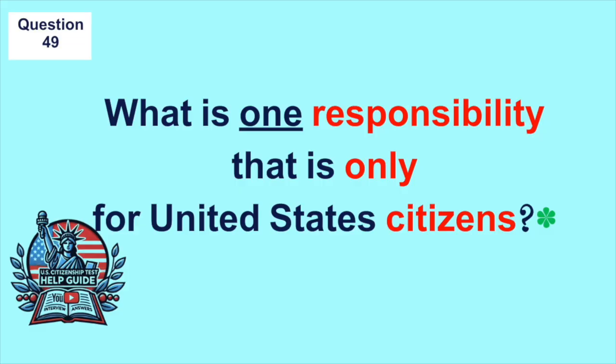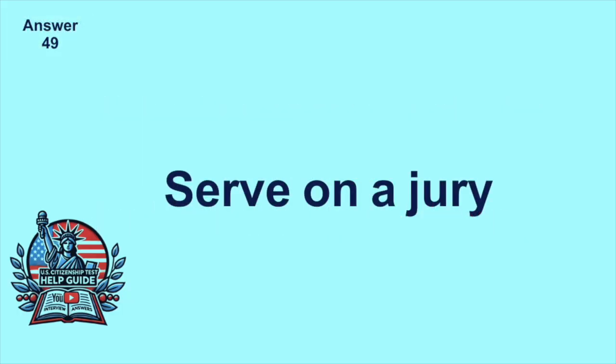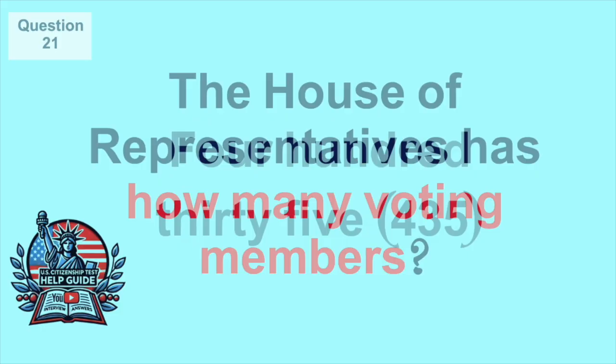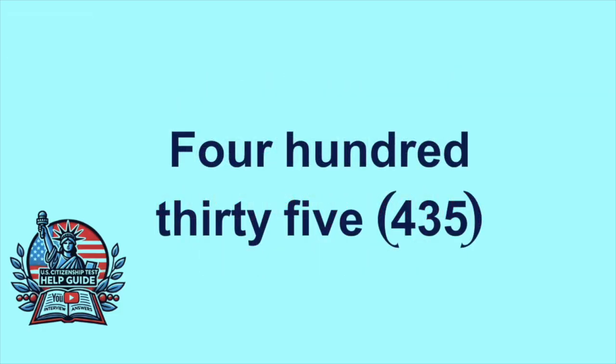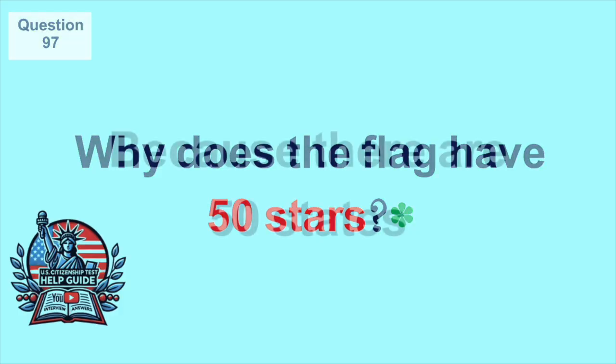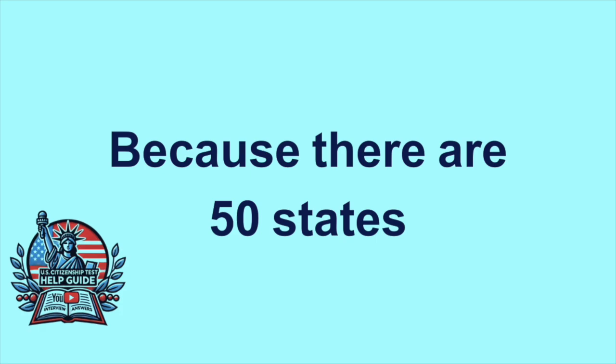What is one responsibility that is only for United States citizens? Serve on a jury. The House of Representatives has how many voting members? 435. Why does the flag have 50 stars? Because there are 50 states.